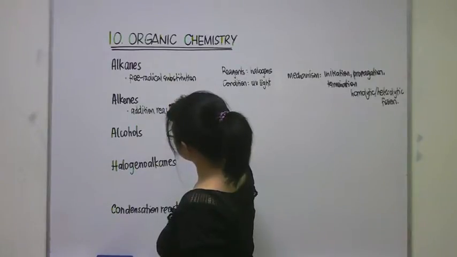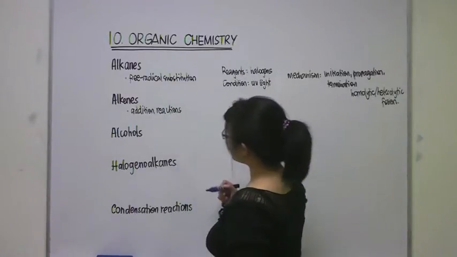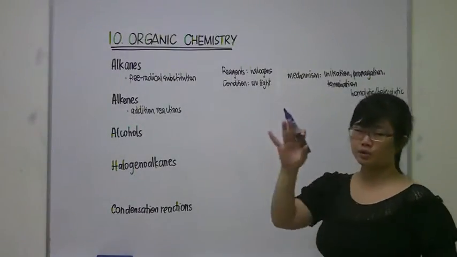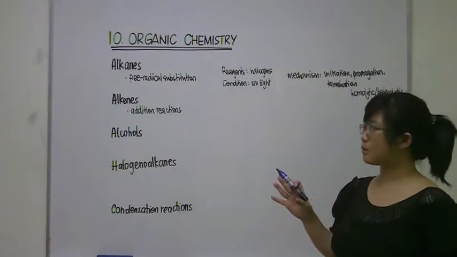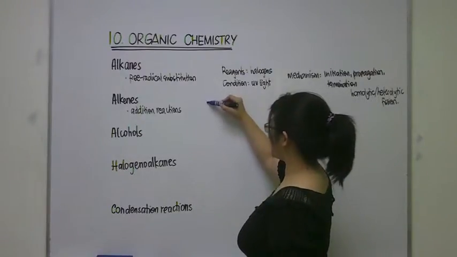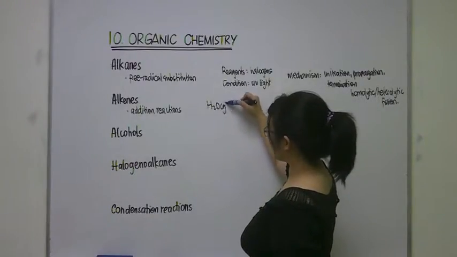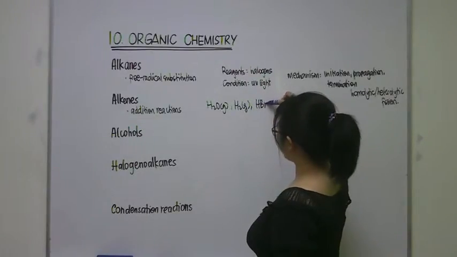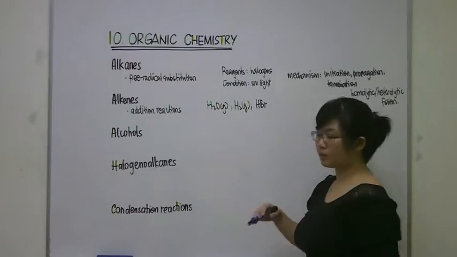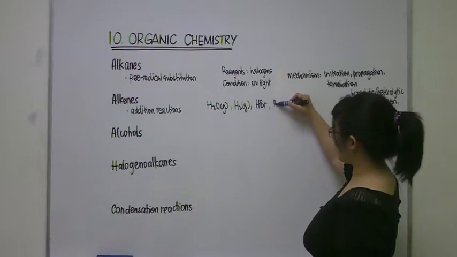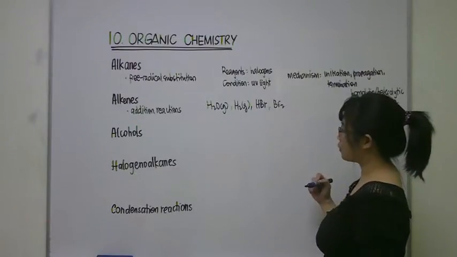Okay, so also, you need the reagents and conditions, but there's so many things that can be added across the double bonds in the alkene. So you need to include addition of steam, addition of hydrogen halides, okay, can be bromine, chlorine, fluorine, iodine, and addition of halogens itself, okay.